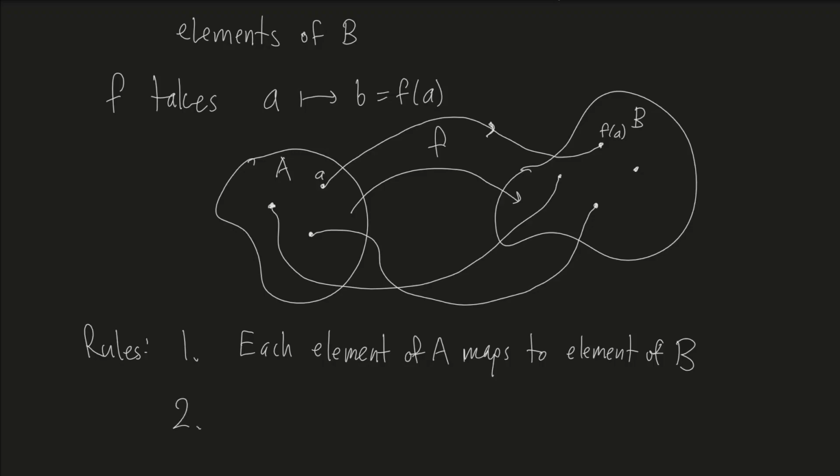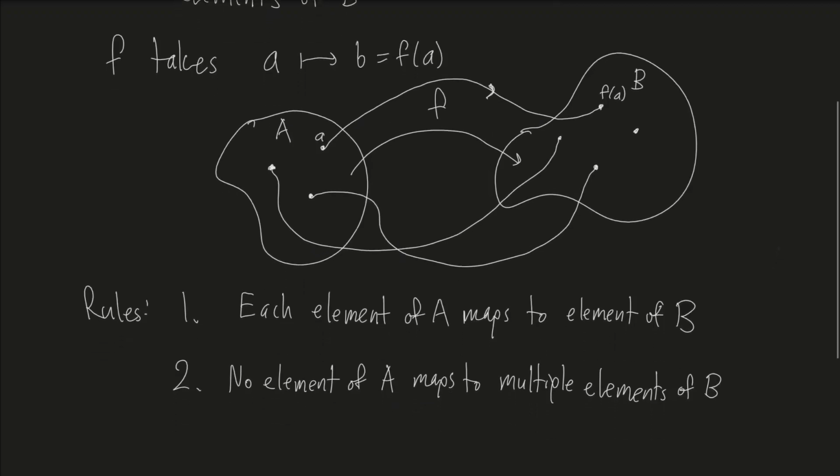The second rule is that no element of A maps to multiple elements of B. You could combine these two rules together to say that every element of A maps to exactly one element of B. But there is actually a reason that we separate these two rules out, and we'll see that probably in the next video.